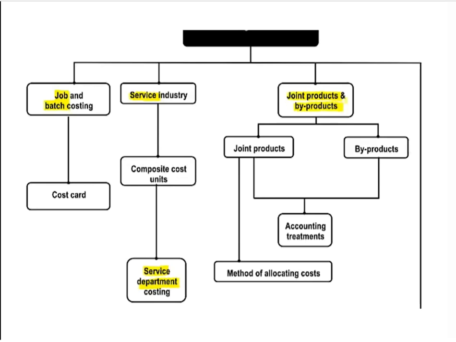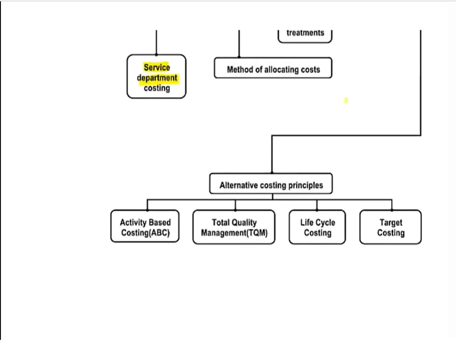those with joint products. We should also be looking at some alternatives to traditional absorption and marginal costing. So we're going to be looking at activity-based costing, total quality management, life cycle costing, and target costing within the chapter. For these alternative costing principles, though, you're not going to be required to undertake calculations. You just need a knowledge of them, an awareness of them, so you can answer knowledge-based questions.